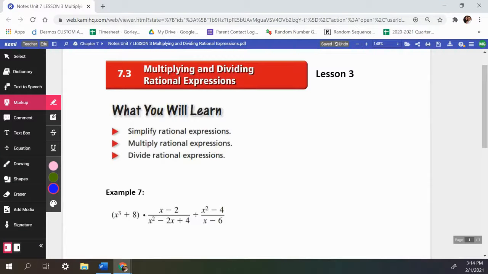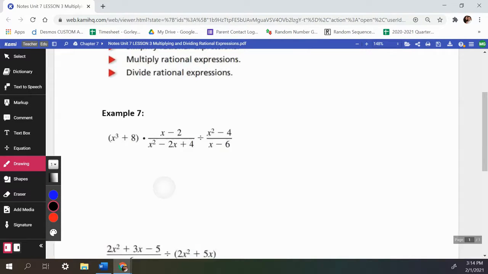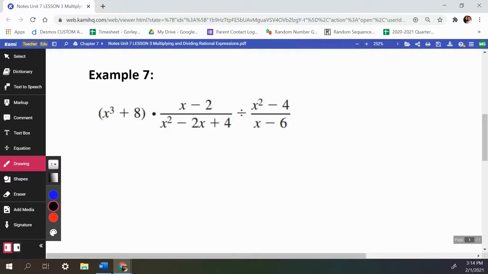Hey everyone, today we're going to continue simplifying, multiplying, and dividing rational expressions. We're going to try some harder examples. So if we look down here, this first one, I'm going to start just by factoring all of the expressions. This is going to be a sum of cubes.